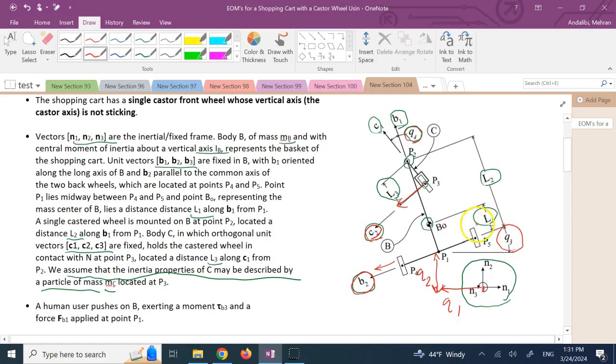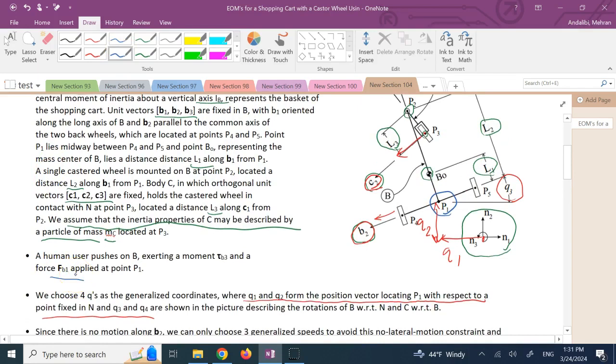So the user, whoever is pushing the cart at point P1, is going to apply a force FB1, which is basically responsible for moving the cart forward and backward, and also can apply a torque TB3, which can spin the shopping cart. So if you want the shopping cart to spin and also to move forward and backward, you have two inputs, FB1 and TauB1 at point P1.